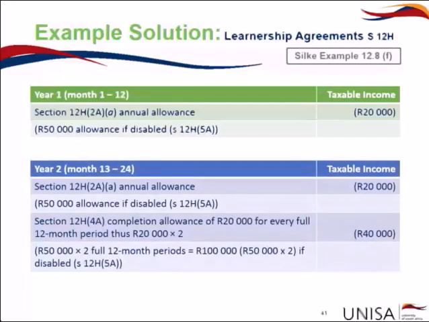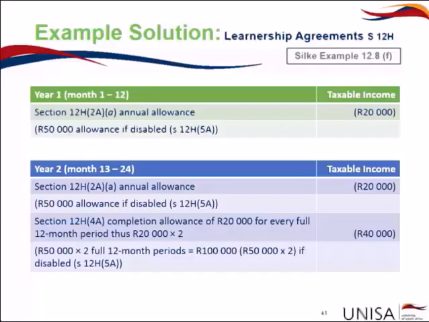In year 2, they would be entitled to the 20,000 annual allowance. Remember, it's for the full 12 months, so we're not apportioning it. Had Shenzi been disabled, it would have been 50,000. Then, because the learner completes their learnership in year 2, they would also get a completion allowance of that 20,000.